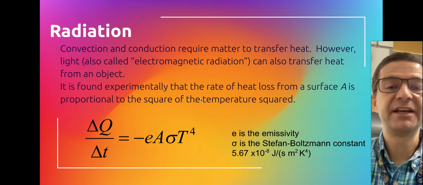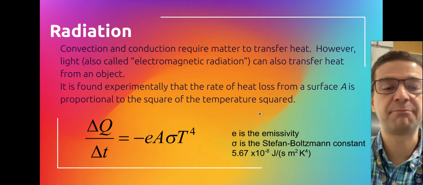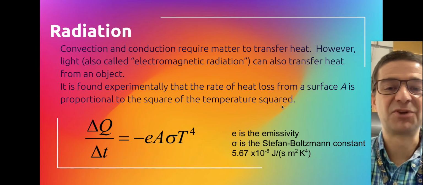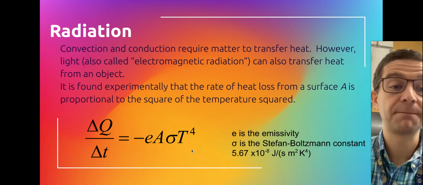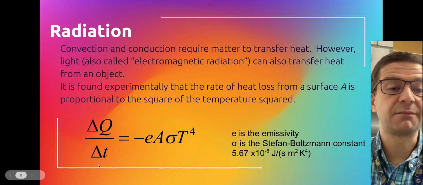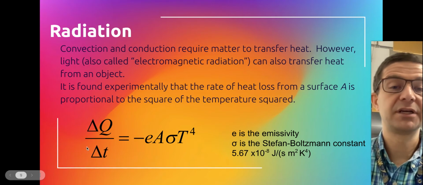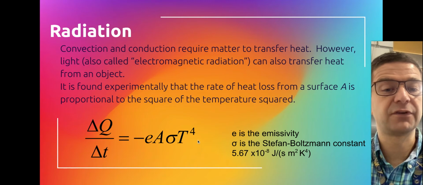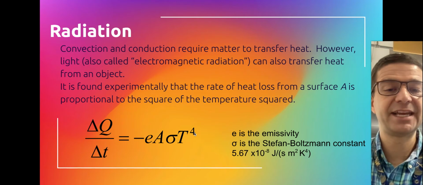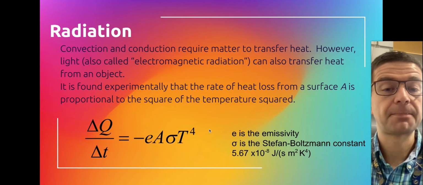Experimentally, we find that the rate of heat loss from a surface is proportional to the temperature to the fourth power, the square of the temperature squared. So really, really strong dependence on temperature. You can compare this to the expression that we had for conduction, where the rate of heat transfer was proportional to the temperature difference. Here, the energy that's lost by radiation depends on the temperature to the fourth, so a much, much stronger dependence.